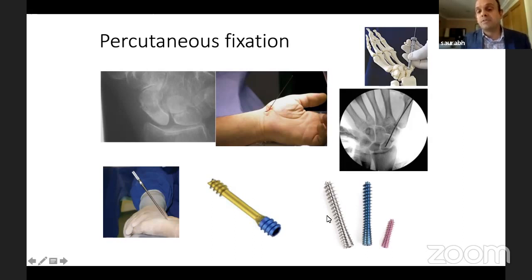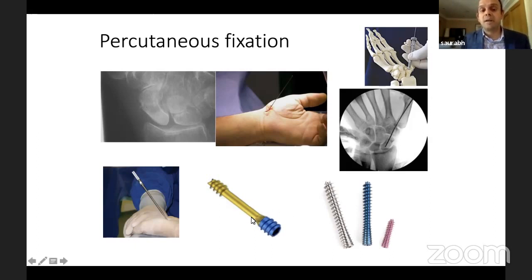Second important point, these screws. You may be given a screw and asked, what is this screw, or what screw do you use in a scaphoid? So the answer is it's a variable pitch screw. Whether you take something like this, an Acumed screw, which has a continuous variable pitch, you can see the lead pitch is more than the trail pitch. So when this lead pitch crosses the fracture site, it'll cause compression.